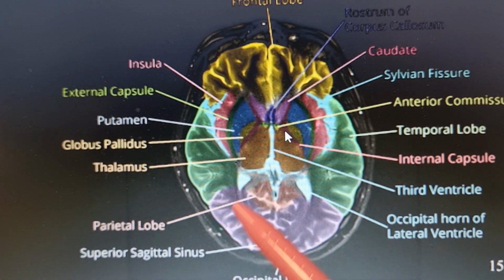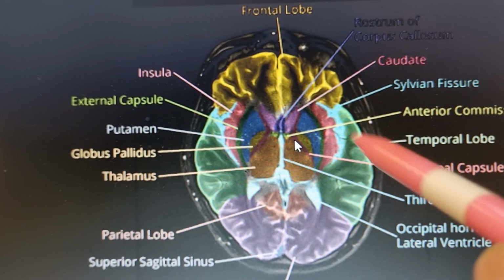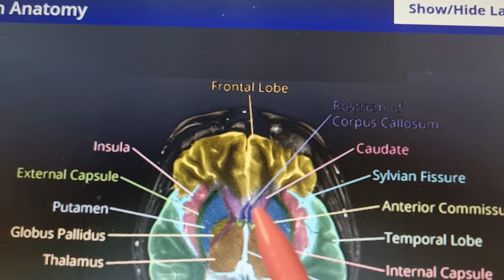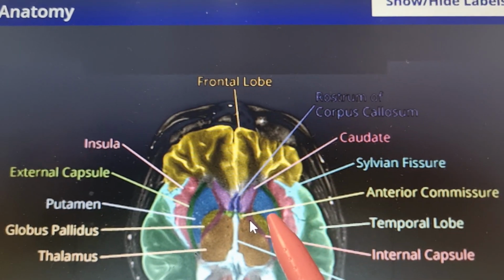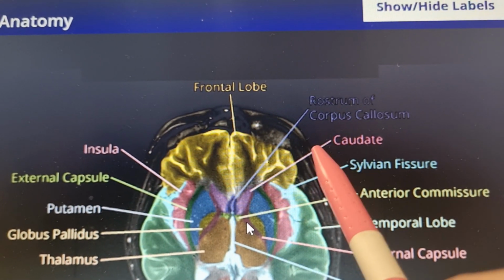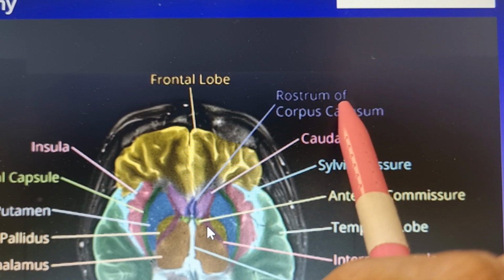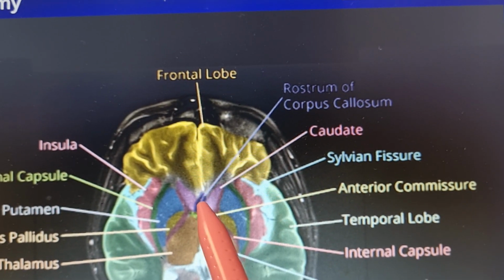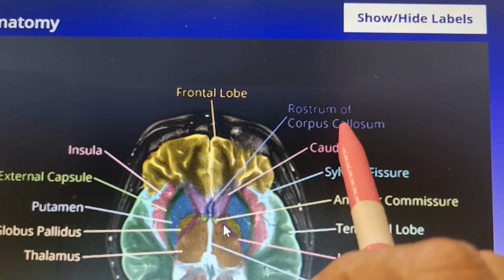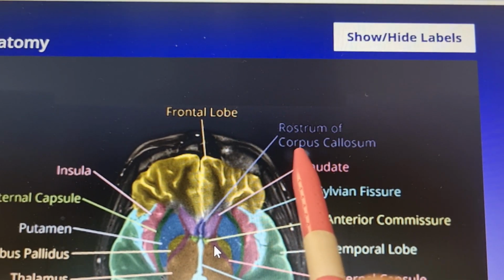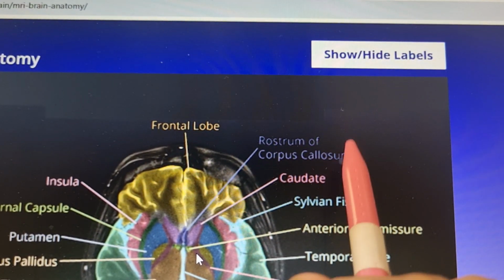This is the parietal lobe, and behind it, on the inside, medially, is the temporal lobe. Now you can see this is the caudate. There is a head of caudate and a tail of caudate. This is the caudate nucleus. This is the rostrum of the corpus callosum, the white fiber bridge which connects the two cerebral hemispheres. It has two parts, genu and splenium.